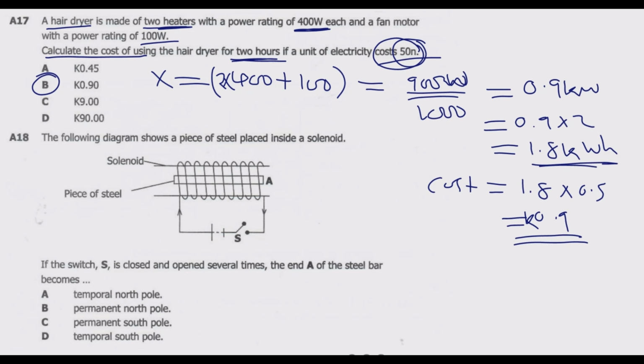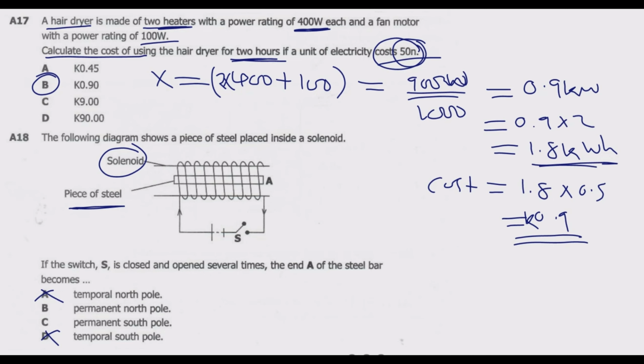The following diagram shows a piece of steel placed inside a solenoid. So we have the solenoid, this one, then we have a piece of steel, which is used to make permanent magnets. If the switch S is closed and opened several times, the end A of the steel bar becomes... Because it's steel, it should be a permanent magnet. Our temporary magnet material is iron, so anything temporary is out. Remember, steel is for permanent. Then we remain with B and C.